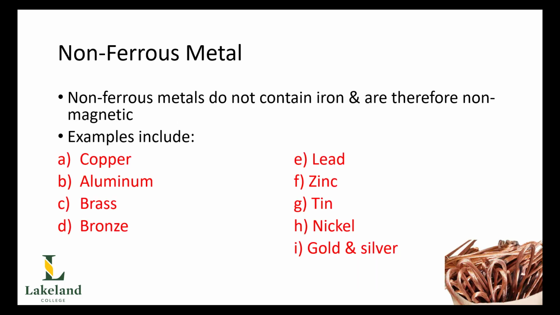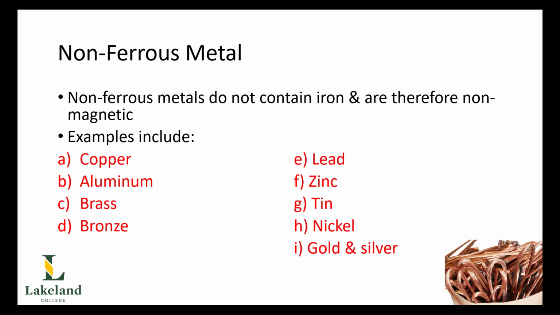So earlier in this chapter, we spoke about ferrous metals of steels and irons and said that a ferrous metal contains iron and is therefore naturally magnetic. Now, non-ferrous metals therefore do not contain iron and therefore are non-magnetic. Simple as that. The classic examples to discuss regarding non-ferrous metals are things such as copper and aluminum.